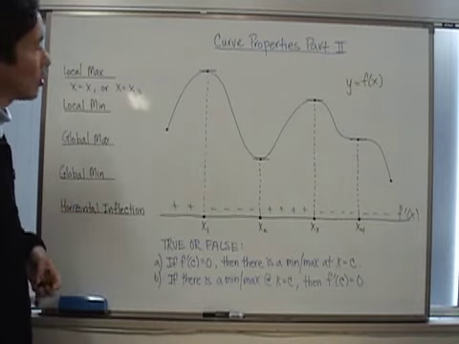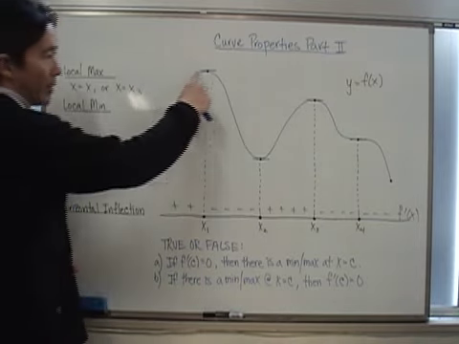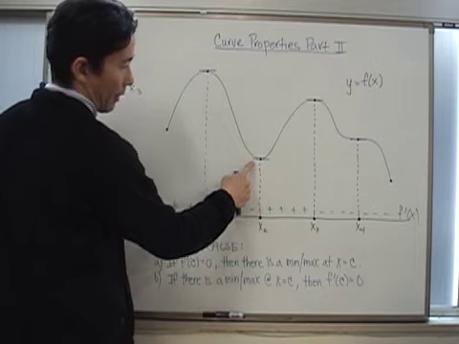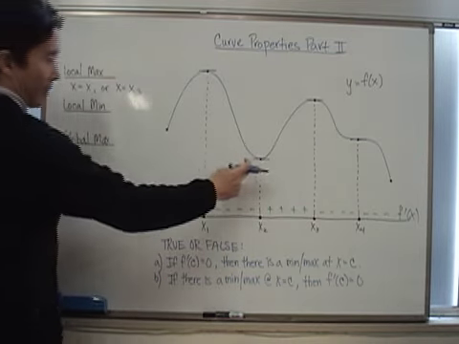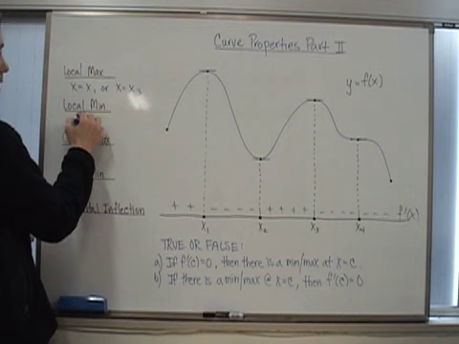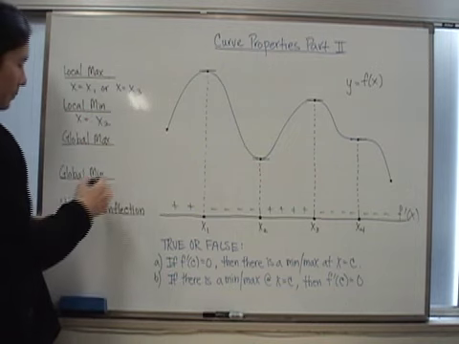Okay, let's take a look at the local min values. Well, the local minimum values are here. So we have just this value here. That's going to be at x equals x sub 2.